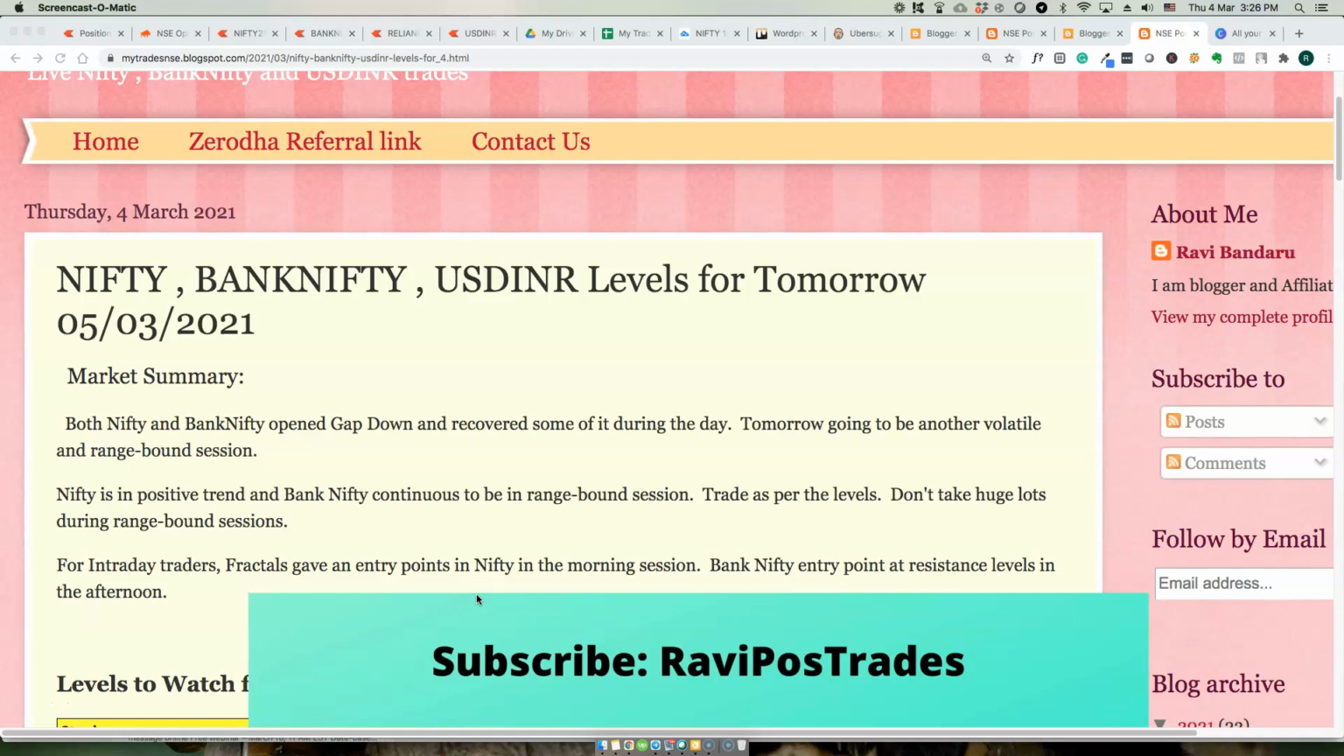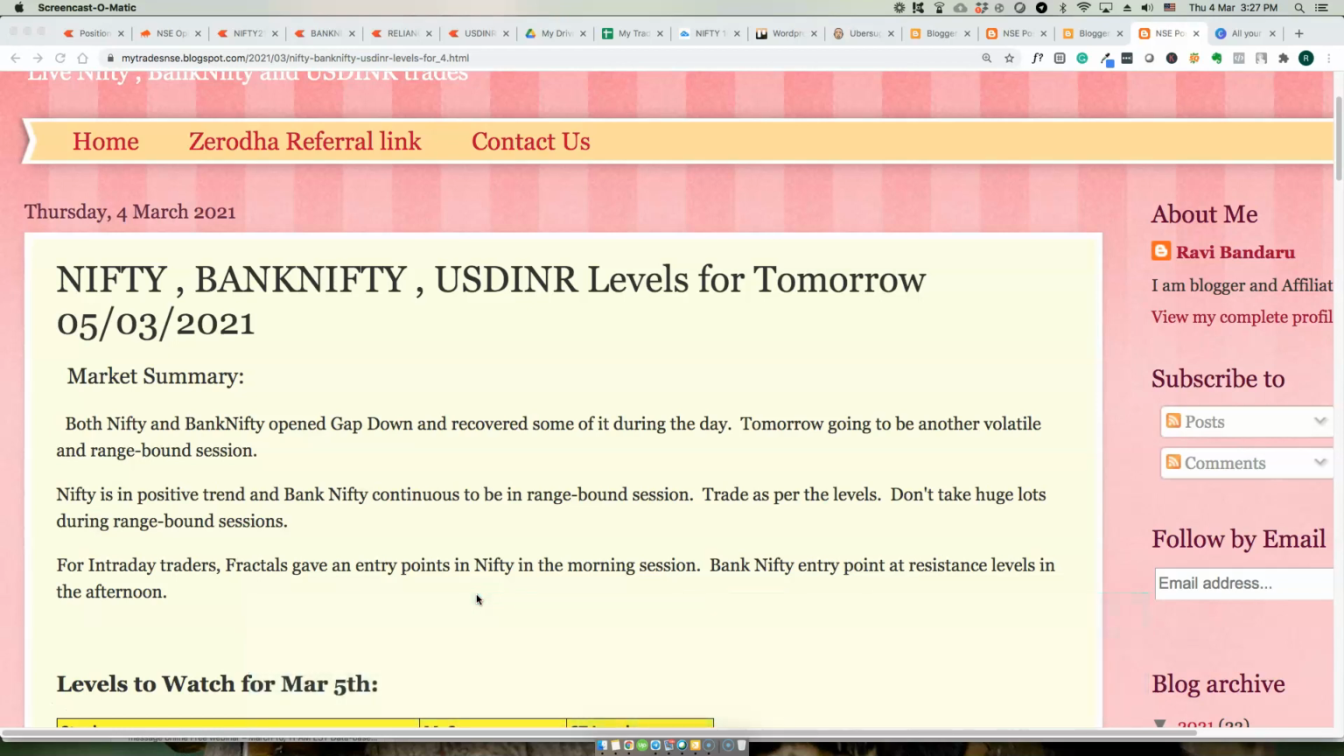Today both Nifty and Bank Nifty opened gap down and recovered some of it during the day, but by the end of the closing session, both Nifty and Bank Nifty came back to the opening levels. Right, so it's not either a bull session or a bear session. It's a range bound session and very volatile. So tomorrow's session also will be a range bound session, and don't take any huge positions, as the range bound session will continue tomorrow.